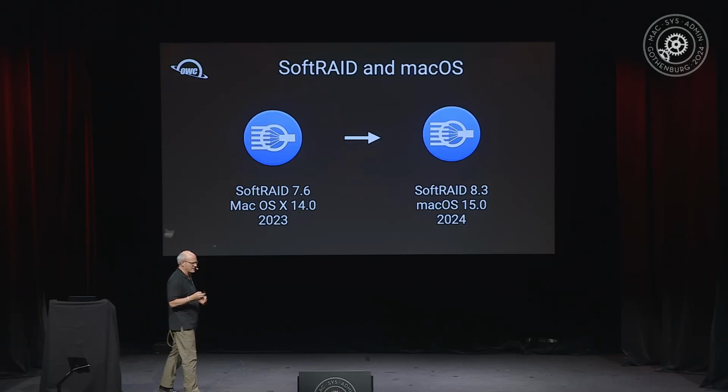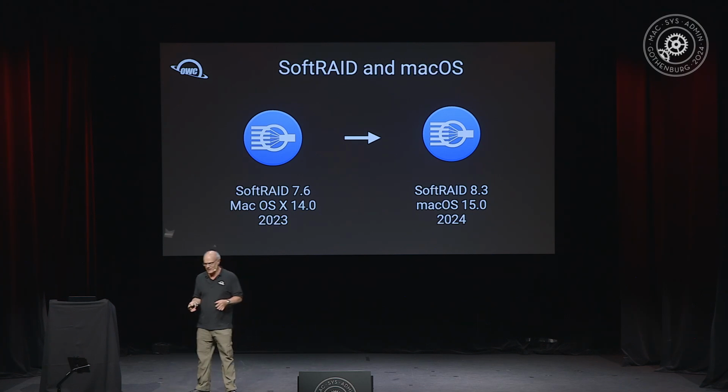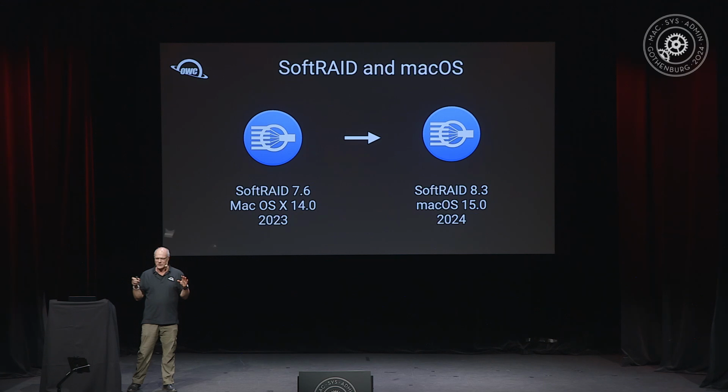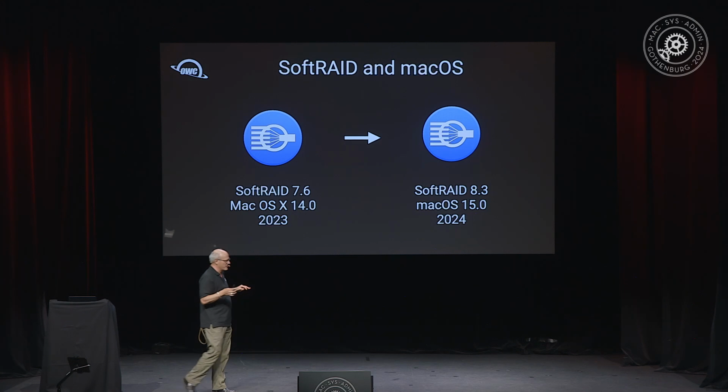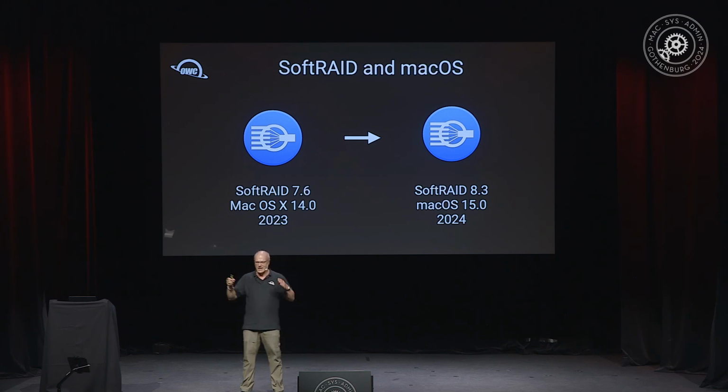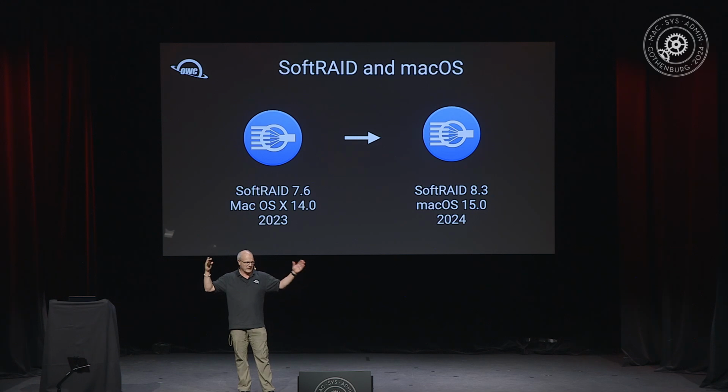So in the last year, we've gone from SoftRAID 7.6 to SoftRAID 8.3. It may look like a little minor change, but actually we have been working really hard on this, and there are several really major changes we've made. The first was that there's a type of register in processors called SIMD, and a type of instruction, single instruction, multiple data. It's where you can pack multiple data items into one really long register, do a math operation on it, and then unpack it.